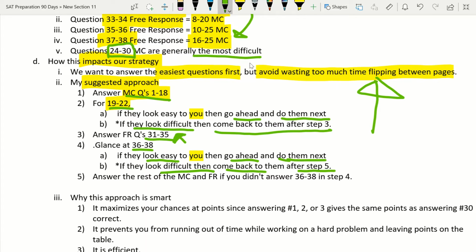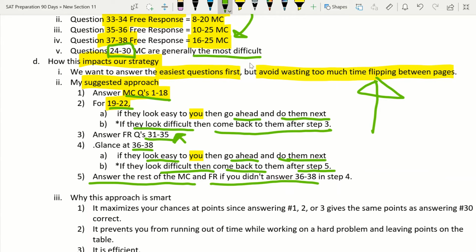Keep in mind that at this point, you just answered 31 to 35. Let's say you glance at 36 to 38. They look easy, so go ahead and answer them. And then at that point, go back to the multiple choice and answer the rest of the multiple choice questions that you have not answered yet. That could be anywhere from 19 to 30 or from 23 to 30, anywhere around there. So answer the rest of those multiple choice ones, and then if you didn't answer 36 to 38 in step 4, go back and answer those.